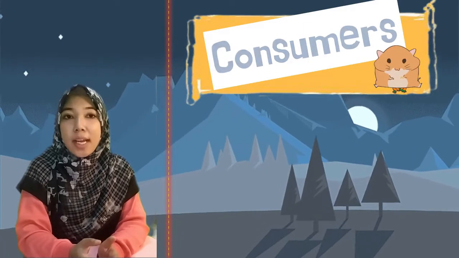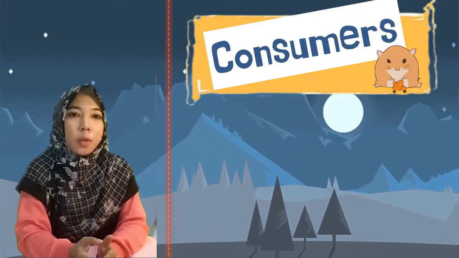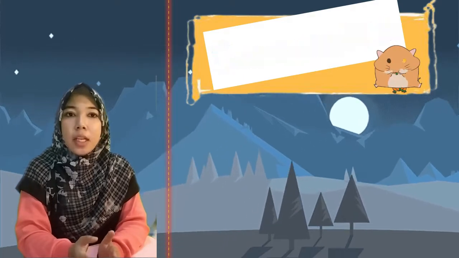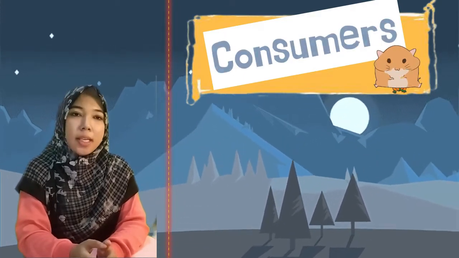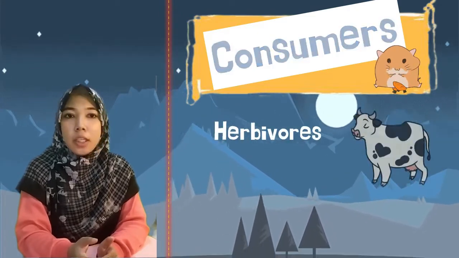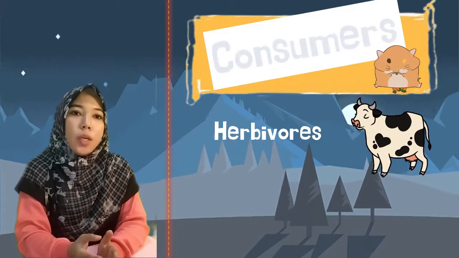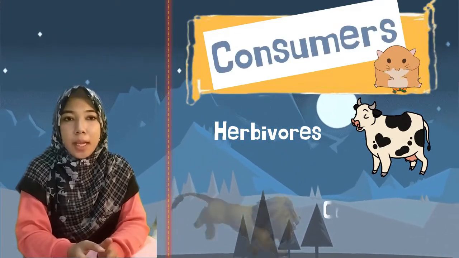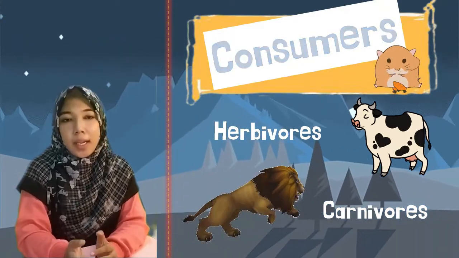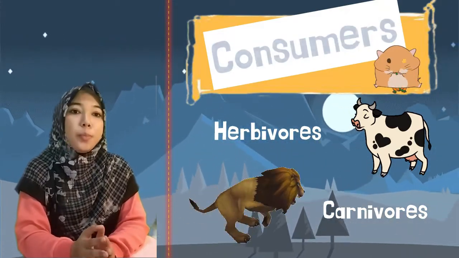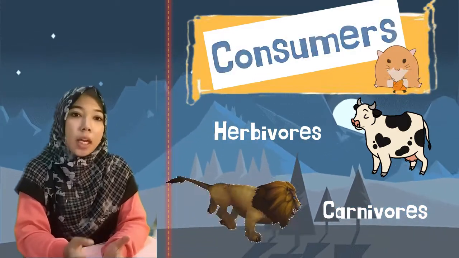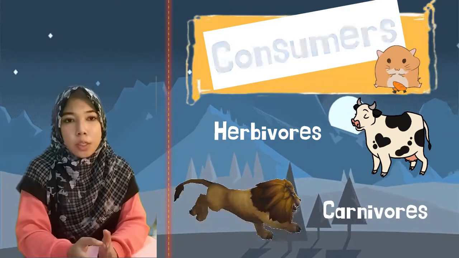Consumers are all organisms that are dependent on plants or other organisms for food. This is the larger part of a food chain as it contains almost all living organisms. It includes herbivores, which are animals that eat plants, and carnivores, which are animals that eat other animals. Here, herbivores are known as primary consumers and carnivores are secondary consumers.